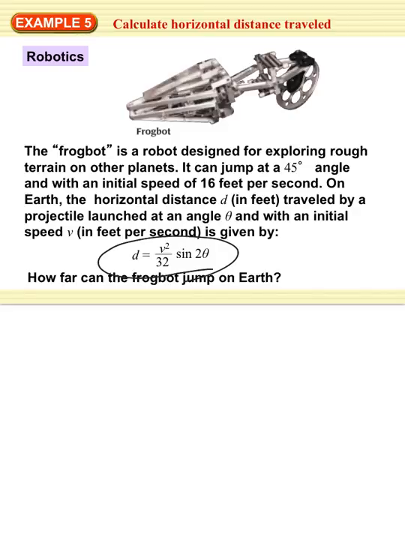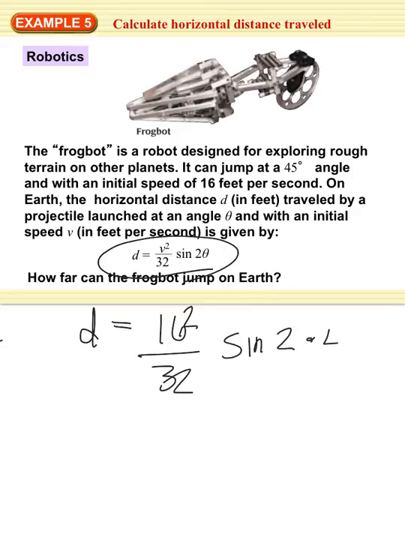So what is my distance on Earth? Let's see, I have an initial speed of 16 feet per second. I know that my angle of leaping is 45 degrees. So I can use all of that. D equals 16 squared over 32 times sine of 2 times 45 degrees.